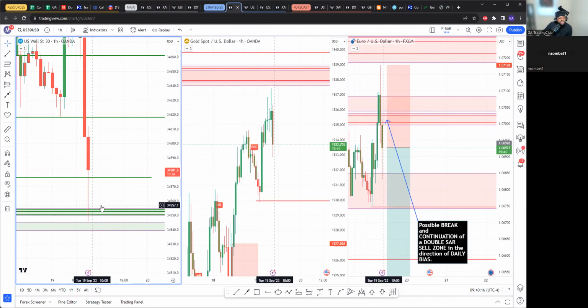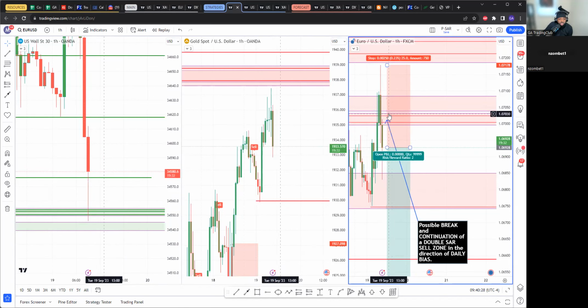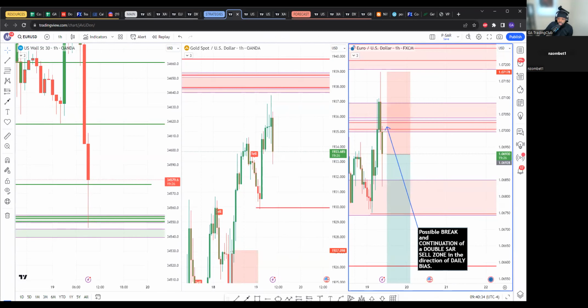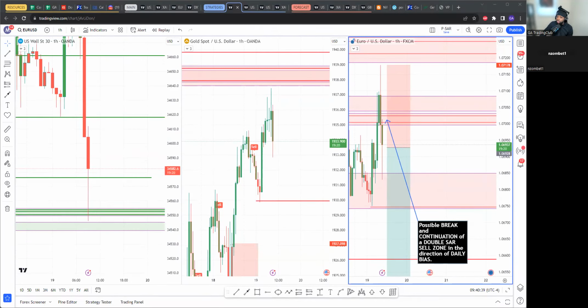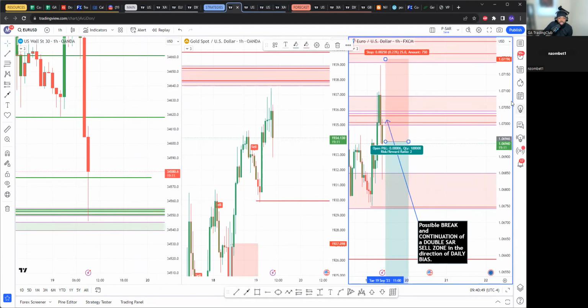So for you to even take a buy on US 30 on the hourly, you'd have to wait for another hourly candle to close above here also. Gold, nothing really. EU, we have this break and continuation because of the break of this double SAR zone, and then it would be continuation. Just 1 second. Yeah, so break and continuation. So if this hourly candle closes below here in the next 20 minutes, this would be a sell on EU.